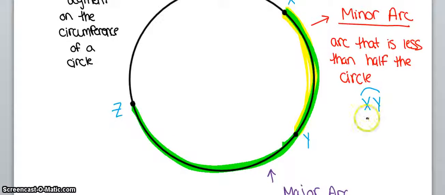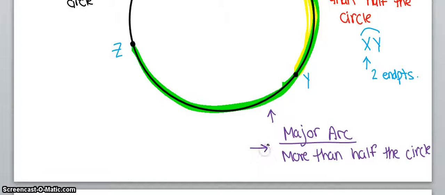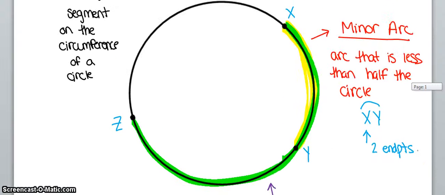Now, a minor arc, you always use 2 endpoints to name it. Whereas a major arc, you're always going to use 3 endpoints. So the major arc that I outlined in green there, we're going to call that XYZ, XYZ with an arc over it. Okay, so you're always going to use 3 endpoints. Or maybe I shouldn't call them endpoints because they're not really on the end anymore. You're just going to use 3 points to name that.